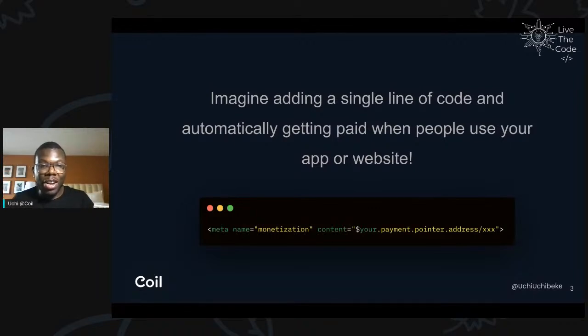Imagine that you add a single line of code, and you as a developer, when someone like me views your site, I'm going to be paying you in real time. And also, you can even enable users of your site to earn money at the same time, right? So if they upload an image, or if they add a picture, or if they upload a blog post, they can earn in real time also.